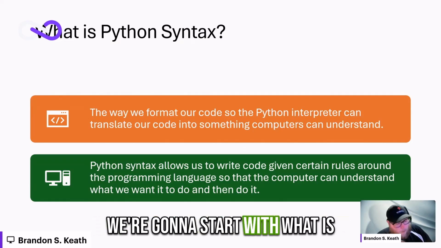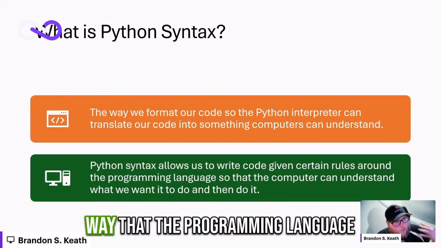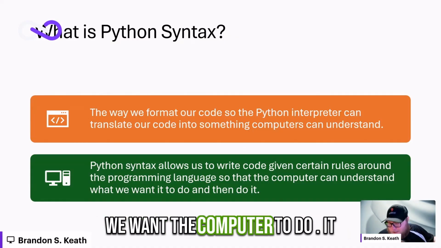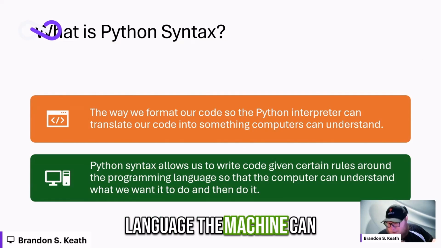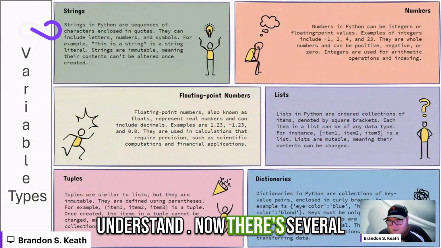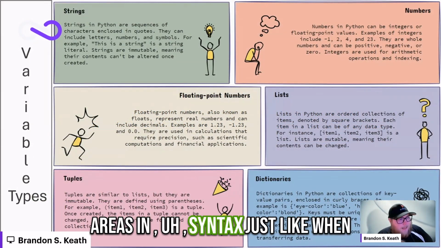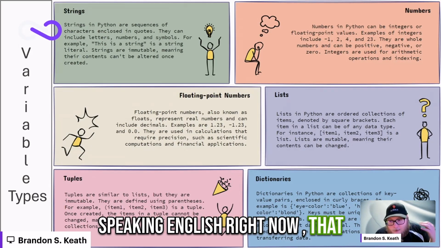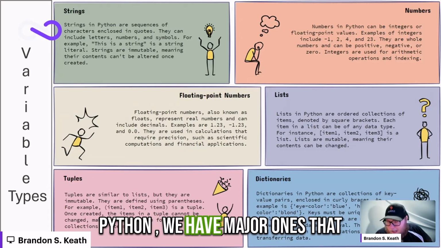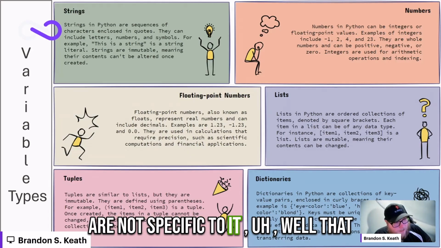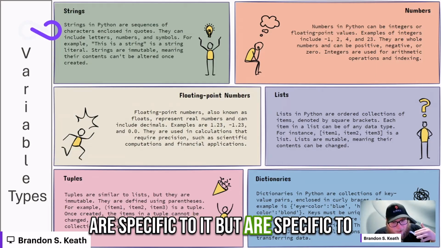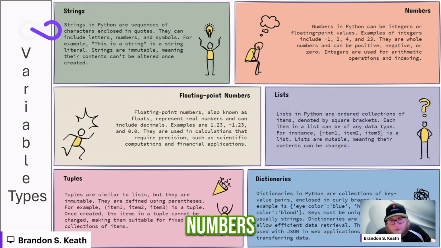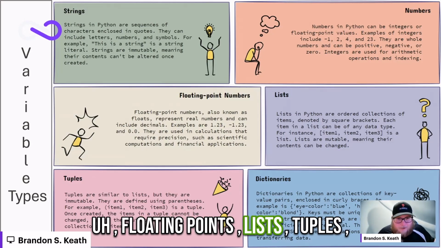But we're going to start with what is Python syntax. And syntax is the way that the programming language interprets what we say into what we want the computer to do. It takes it, puts it in a machine language the machine can understand. Now, there's several areas in syntax, just like when we speak in a language, like I'm speaking English right now, that the computer understands. In Python, we have major ones that are specific to a lot of languages: strings, which are things we can read, numbers, floating points, lists, tuples, and dictionaries.